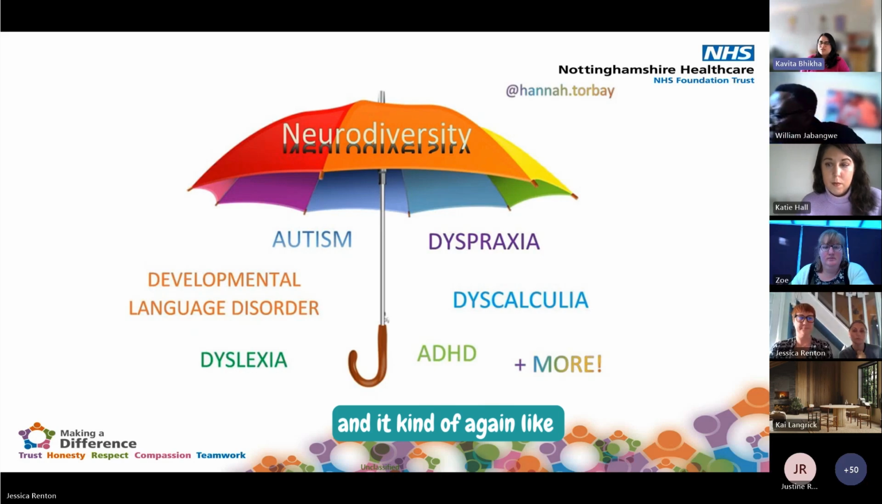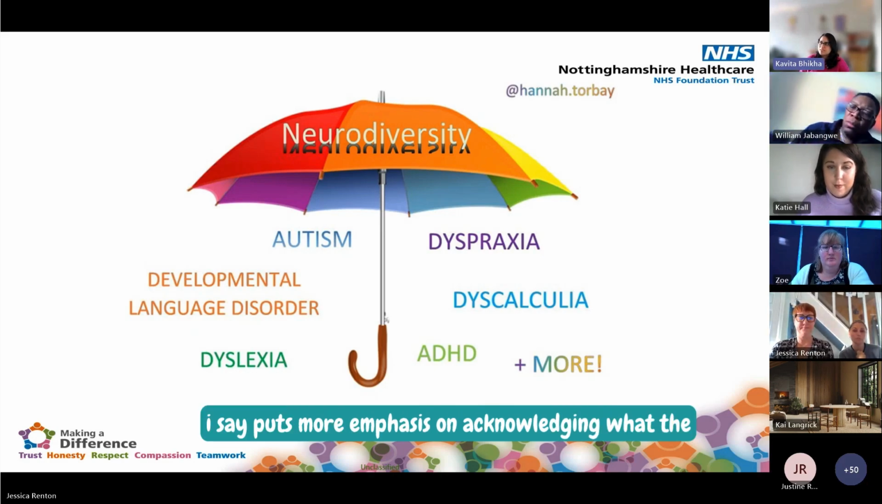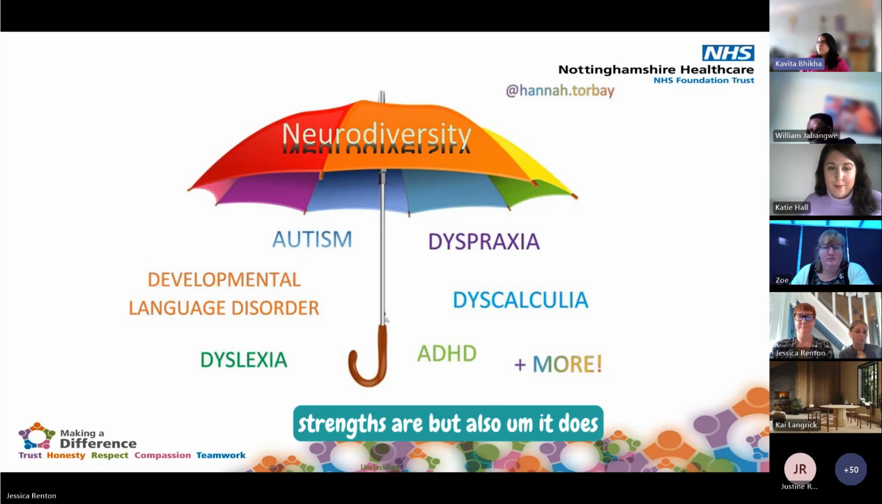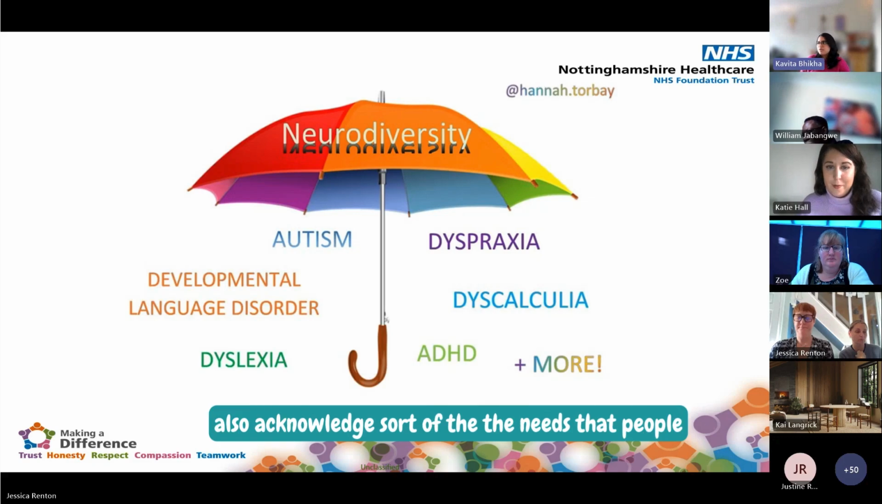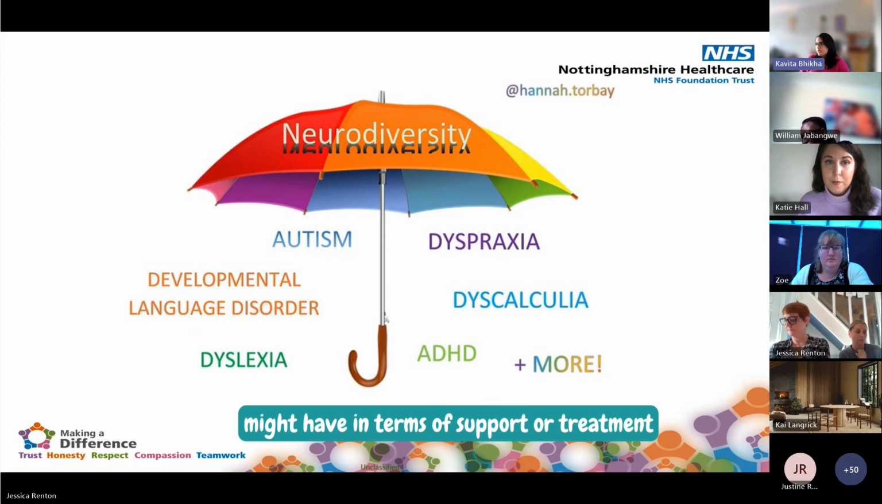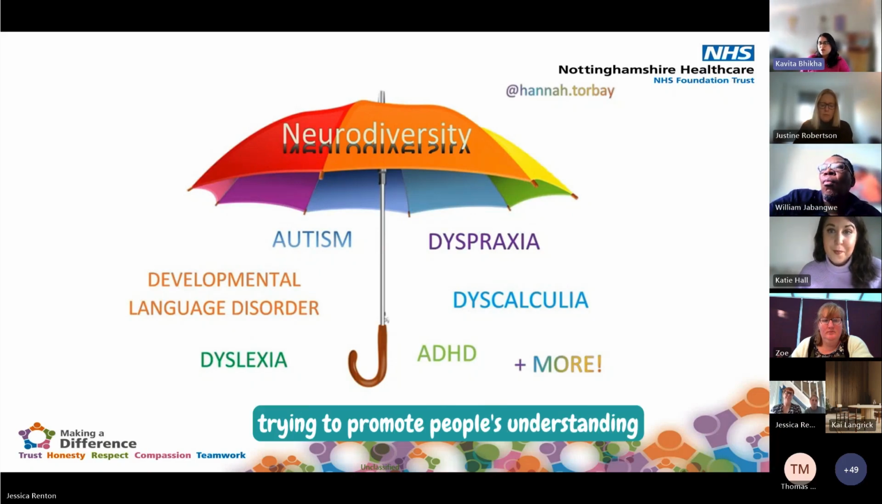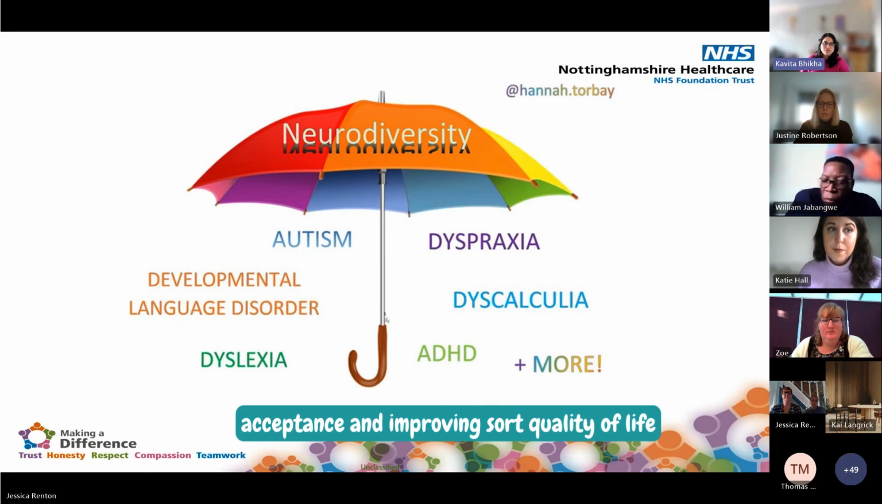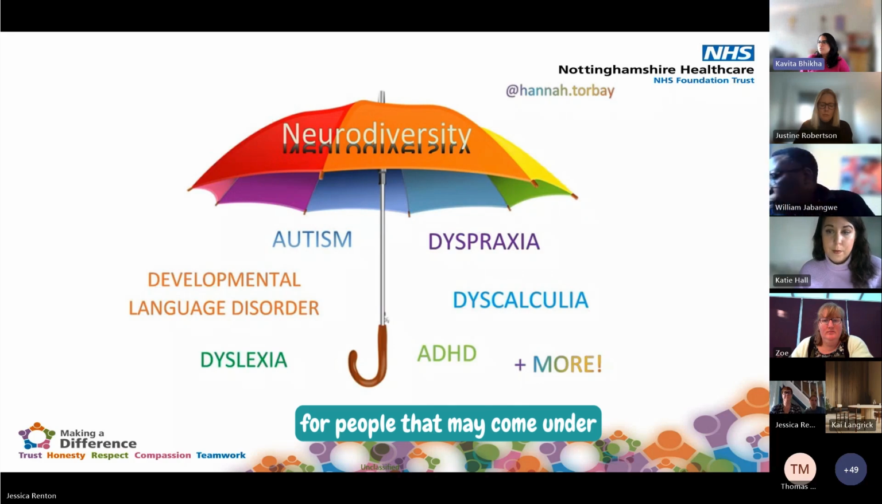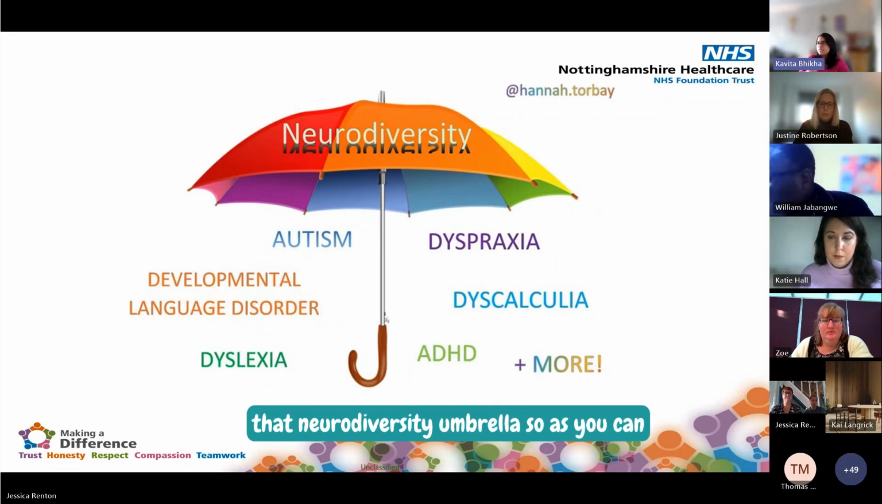And again, like I say, it puts more emphasis on acknowledging what the strengths are, but it also acknowledges the needs that people might have in terms of support or treatment. So reframing things in this more positive way aims to support with reducing stigma, reducing discrimination, and in turn trying to promote people's understanding, acceptance, and improving quality of life for people that may come under that neurodiversity umbrella.